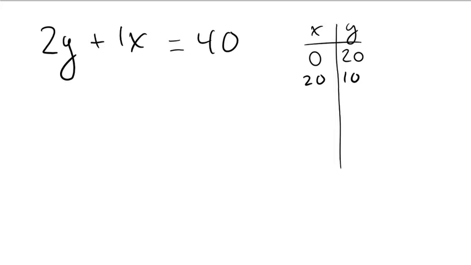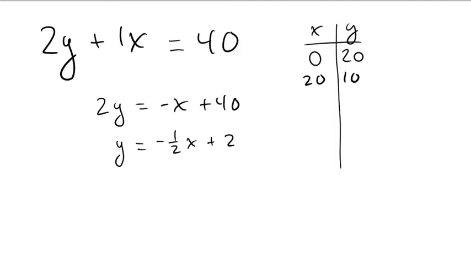It might be easier, if I want to come up with a lot of solutions to this equation, to rewrite it so that y is alone. So I can rewrite this equation as, well, I guess I'd take away x first. So I could say that 2y is equal to the opposite of x, so negative x plus 40. And what I did there is I just subtracted x from each side. I can now take and divide every single term by 2. So that would give me the equation y is equal to negative 1/2 x plus 20.